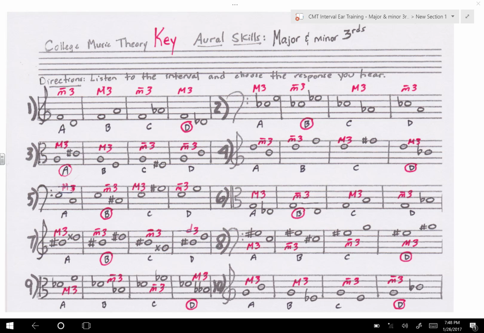Hopefully you're starting to realize that the more comfortable you are with solfege and the more that you sing, the better off you probably will be at identifying intervals when it relates to ear training.